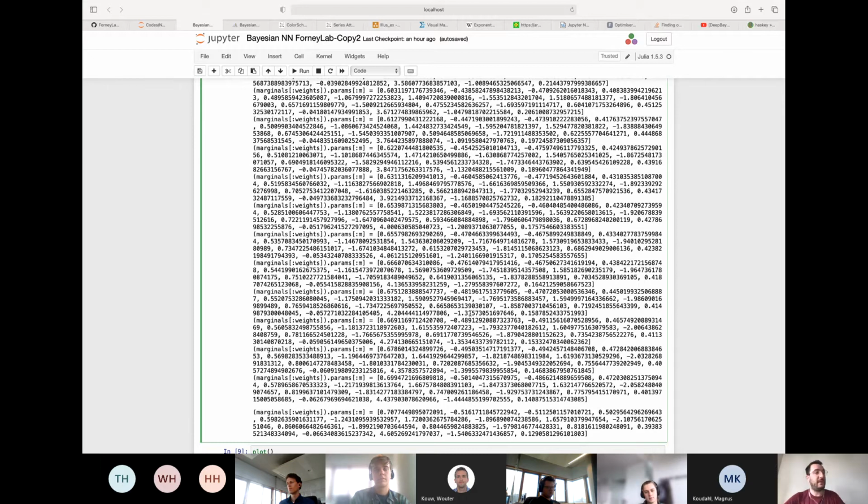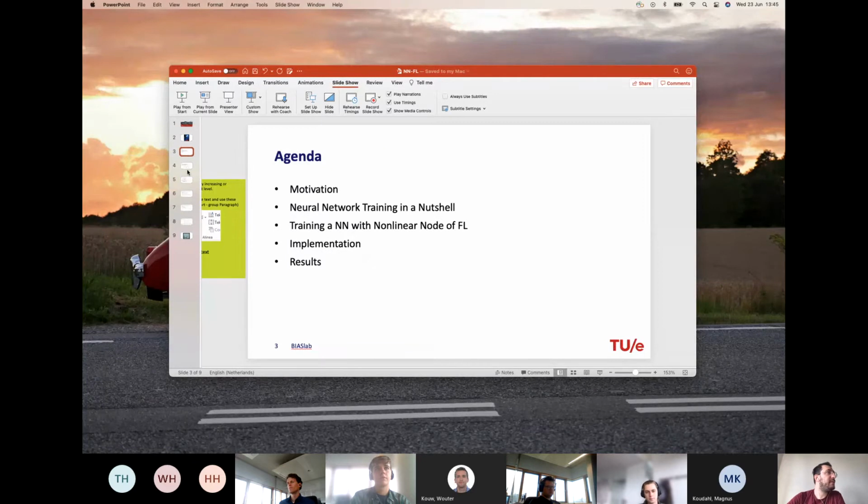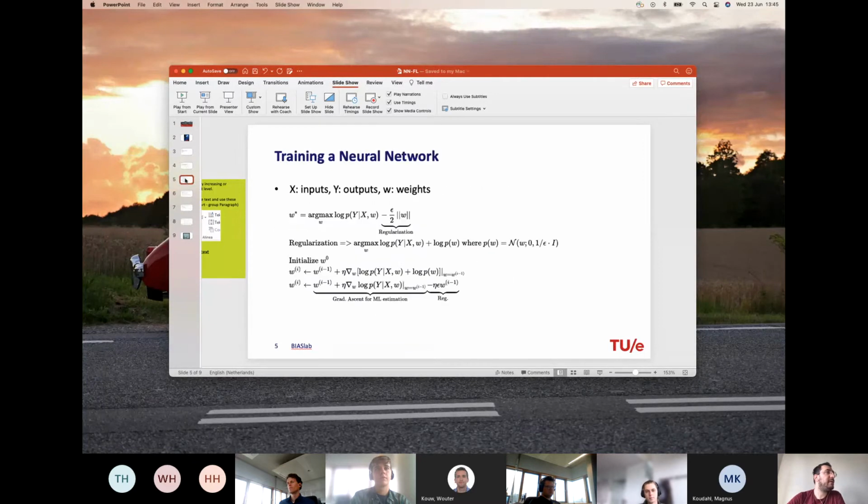You remember this part? I explained the neural network training, right? So if you do not put a regularization here, you basically do maximum likelihood learning.